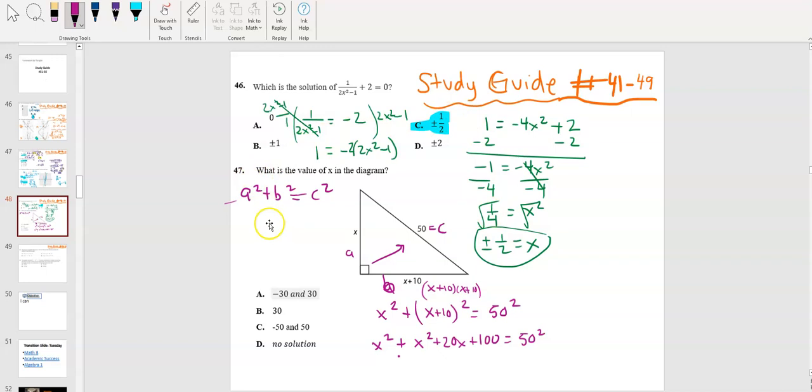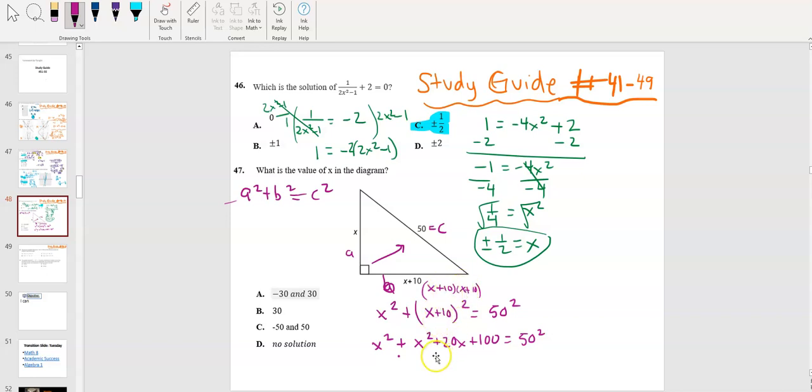49, we also don't like too much. Remember, we're using Pythagorean theorem here. A squared plus b squared equals c squared. It doesn't matter which leg is A or B, but it does matter where your hypotenuse is, and it's always the longest side. It's the farthest from the right angle. That is C. So I went ahead and did a squared here, so x squared plus x plus 10 squared.